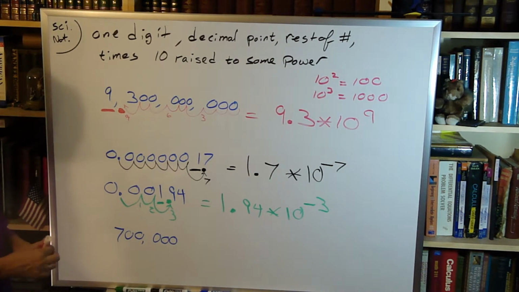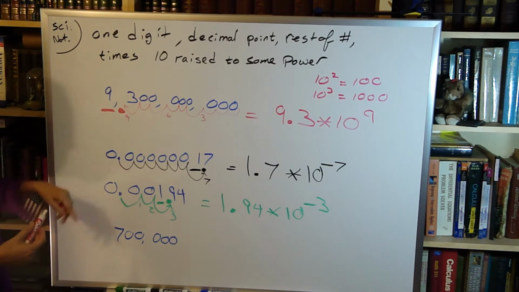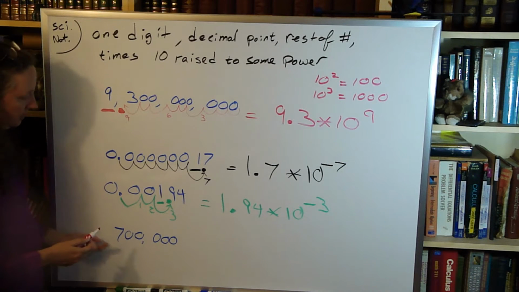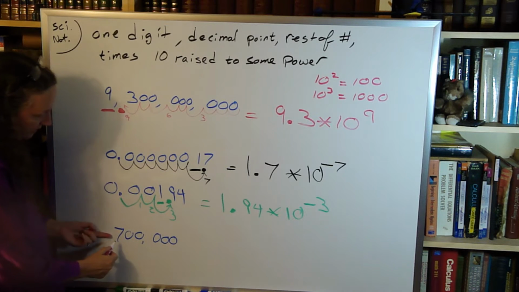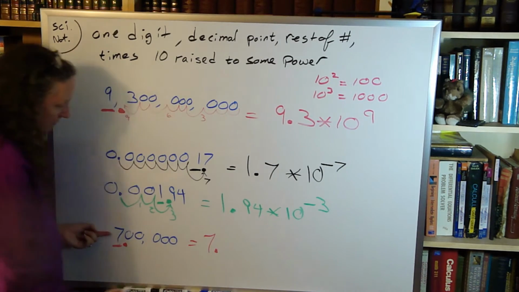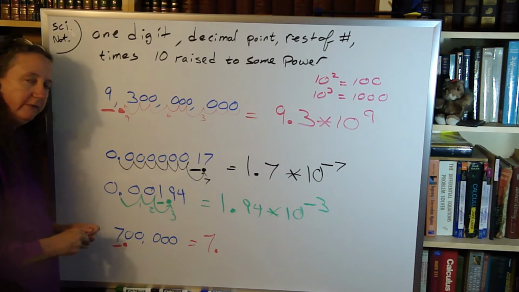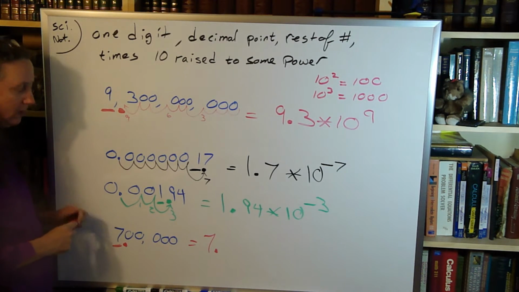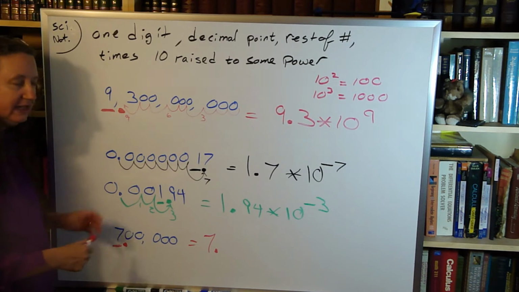Last problem on this set. 700,000. I don't even want to think about what this number is. That gets up into the national debt type stuff. This one's 700,000. I can think about that. Okay, so one digit, decimal point, the rest of the number. It's all zeros, and all of those zeros are just placeholders so you know where the decimal point would have been. So I don't need any of them.